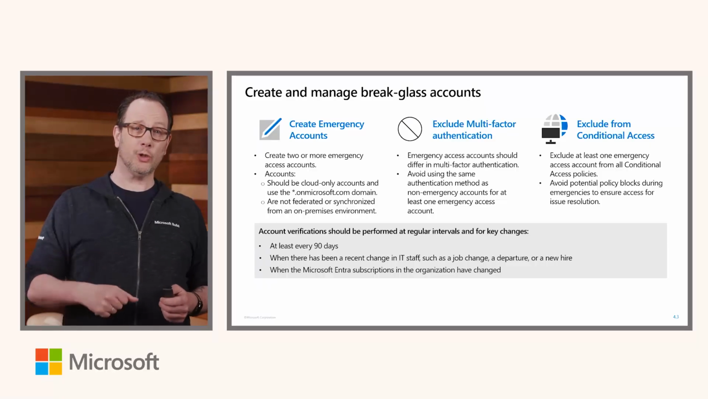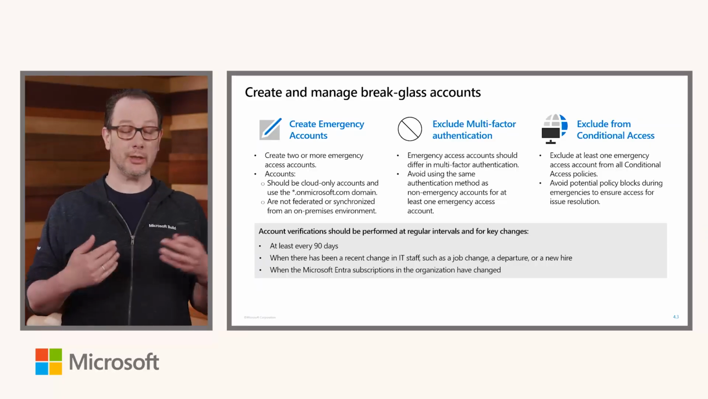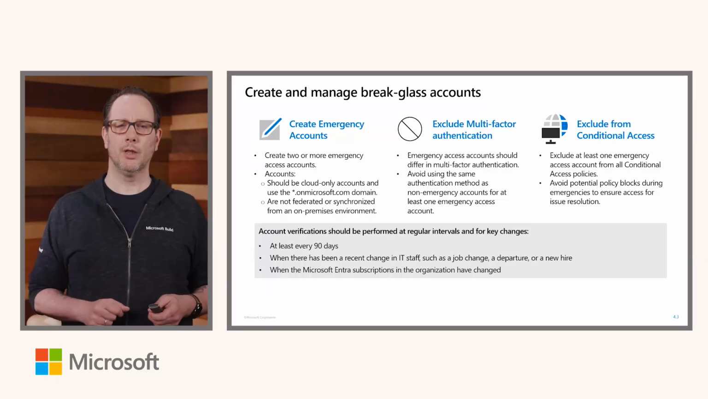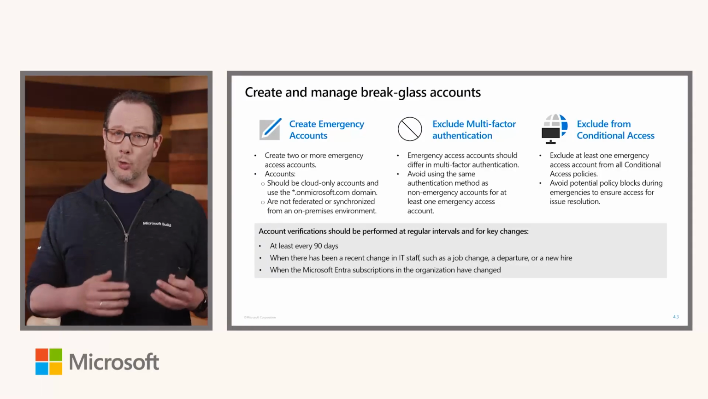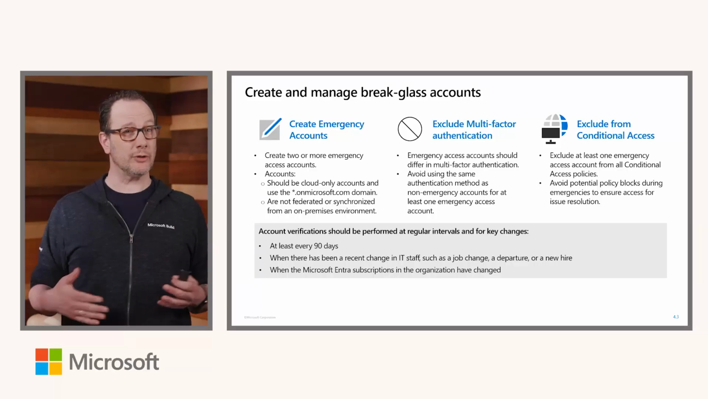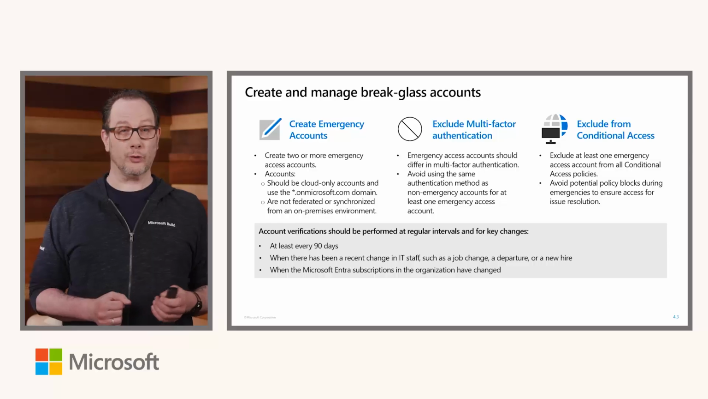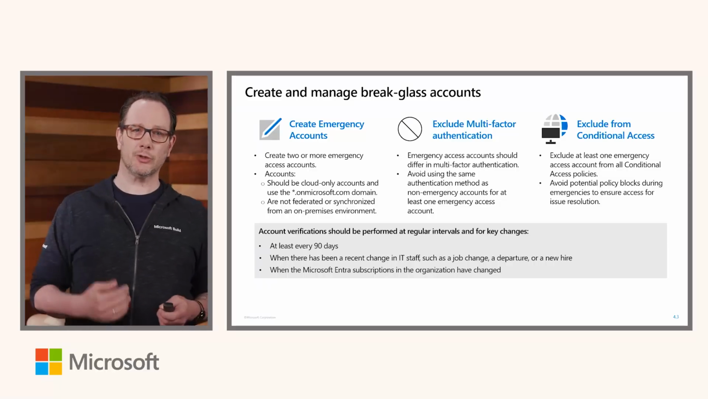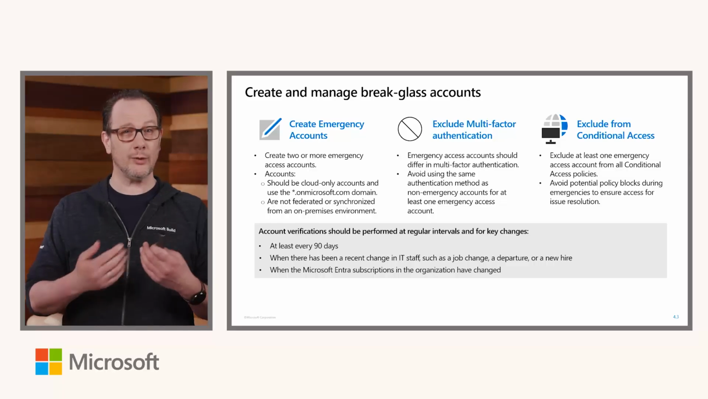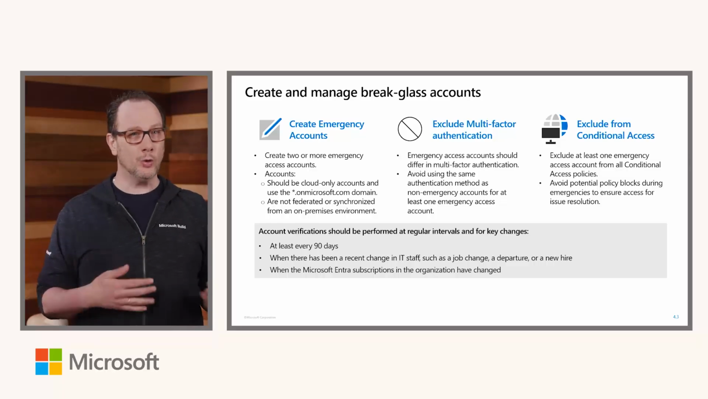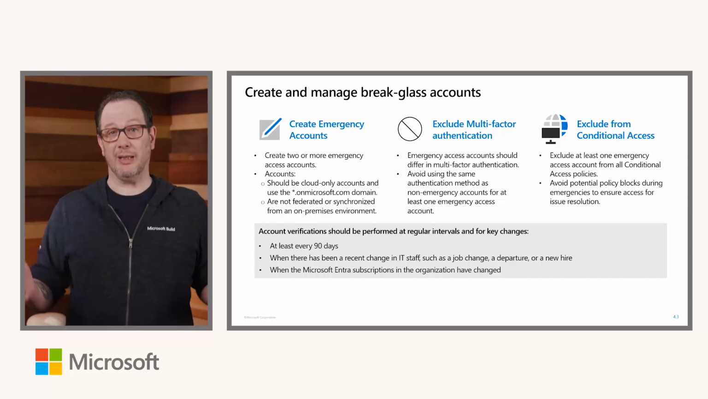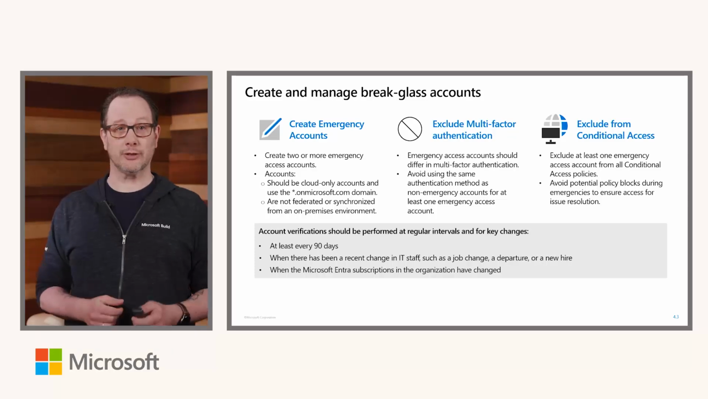Now, to make this work, these accounts should be cloud-only accounts and use the onmicrosoft.com domain. Obviously, cloud-only means they're not having any synchronization with on-premises synchronization or federation tools. As these accounts are extremely powerful, follow the best practice of verifying what they can and cannot do, who is actually using them, over frequent intervals, like maybe monthly, quarterly, if not sooner.